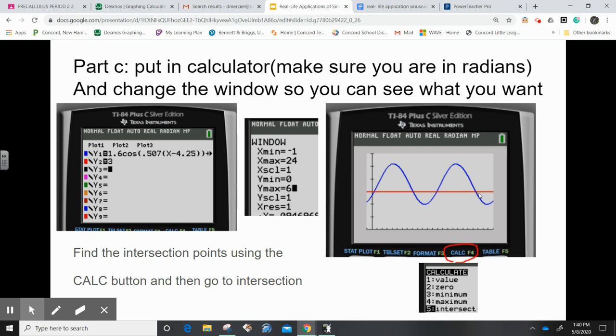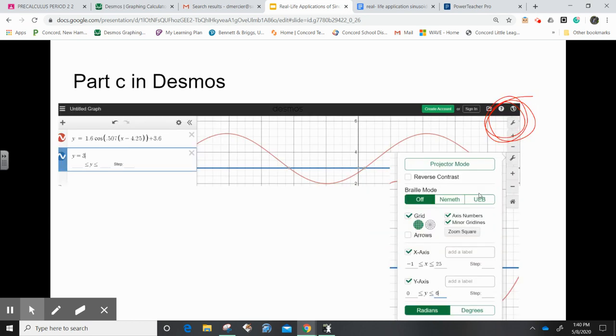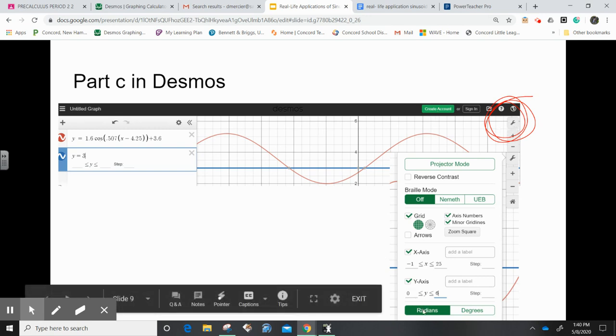A lot of you don't have graphing calculators, so I'm just going to show you how to do it on Desmos also. But the same thing, you're going to put both of those things into Desmos. I'm going to graph the line y equals 3, and I'm going to graph our equation right there. Now, the first thing you have to really worry about in Desmos is you have to be in radian mode, same thing with the calculator. To make sure we're in radian mode, we go over to the wrench, and by default, it's going to be in radian mode.